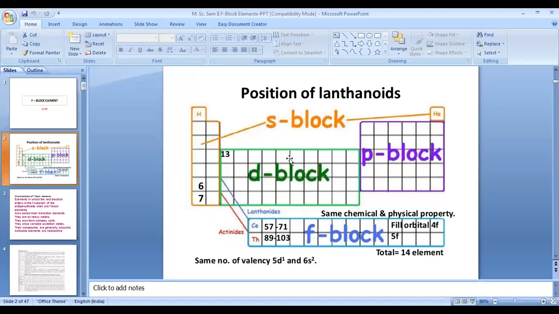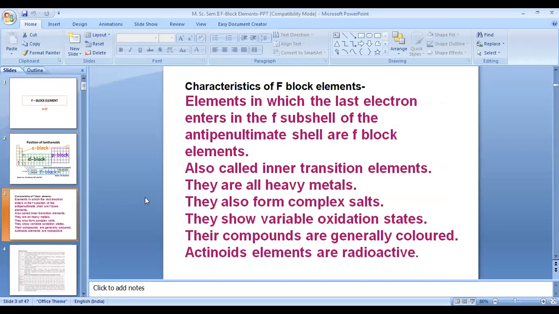So transition elements in which the third B group also comprises of 15 elements, total of 30 elements, and hence these are known as the inner or sub-transition elements. So this is the meaning of inner or sub-transition elements. These are also called the inner transition elements.